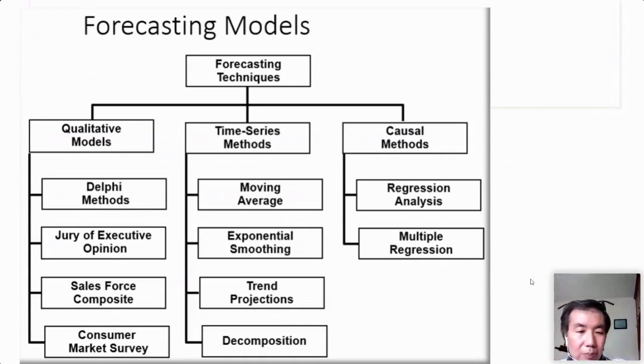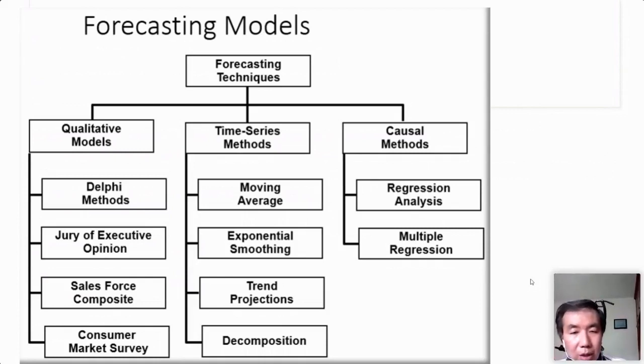In the case of a Salesforce composite, we ask each salesperson how much sales they forecast for themselves, and then we add them all up. For the consumer market survey, at this juncture, I think a bit can still be done. Online surveys can still be done, especially by the younger among you, who are good at using online survey tools like SurveyMonkey. So you can get some results, and that can still be used to forecast. So qualitative models can still be used. But that doesn't stop us later from translating into quantitative computations, which I will explain a bit more later.